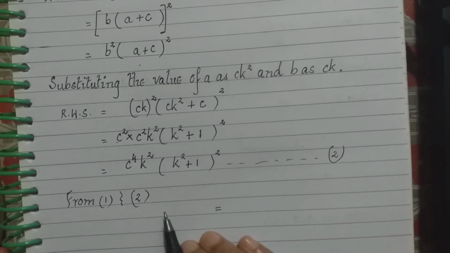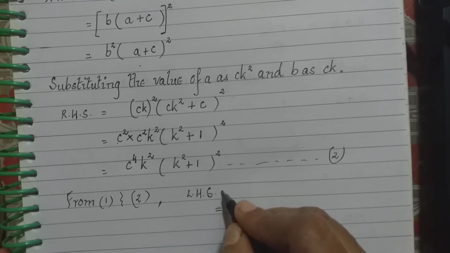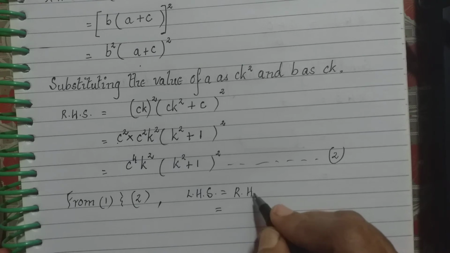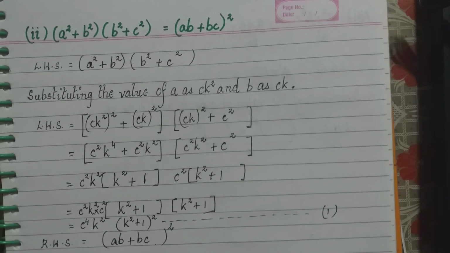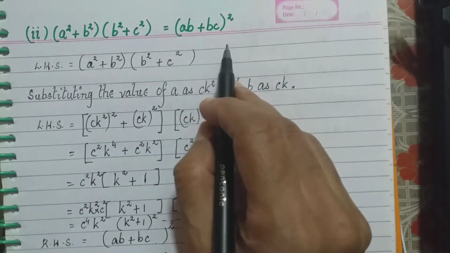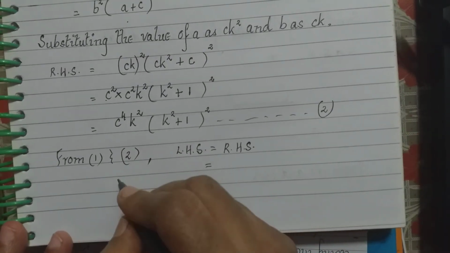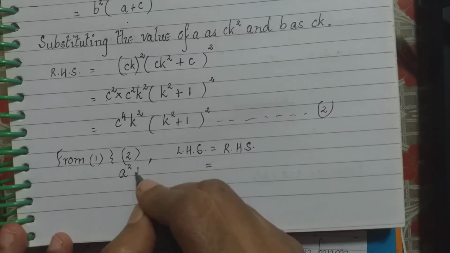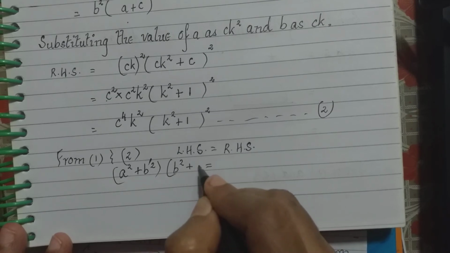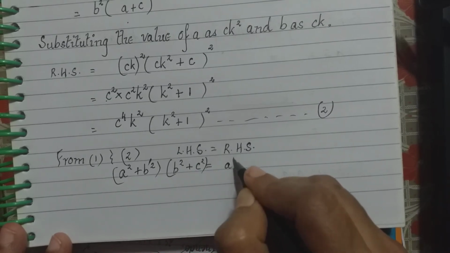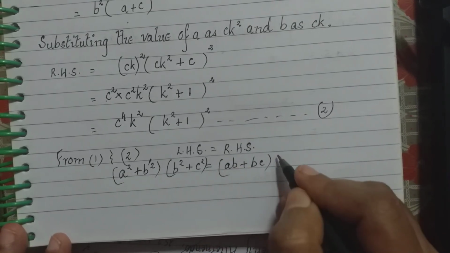So what can we say from 1 and 2? Earlier what have we written? LHS is equal to RHS. And what are LHS and RHS? Let us look at the question. A square plus B square into B square plus C square equal to AB plus BC the whole square. So we write here A square plus B square into B square plus C square is equal to AB plus BC the whole square.